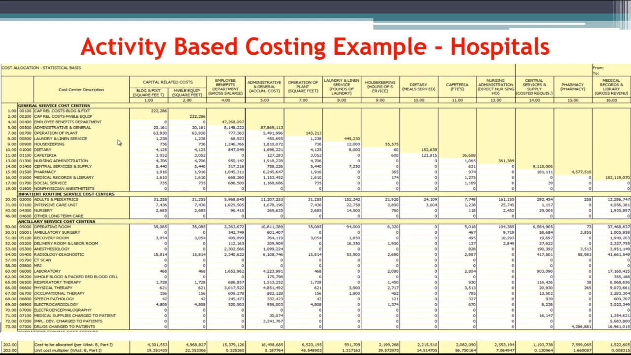There's actually another worksheet that does that multiplication and gives you the actual amount of cost. It looks very similar to this design, but instead of these statistics, it's the actual cost that you get when you multiply these two. So that's how the hospital example works.